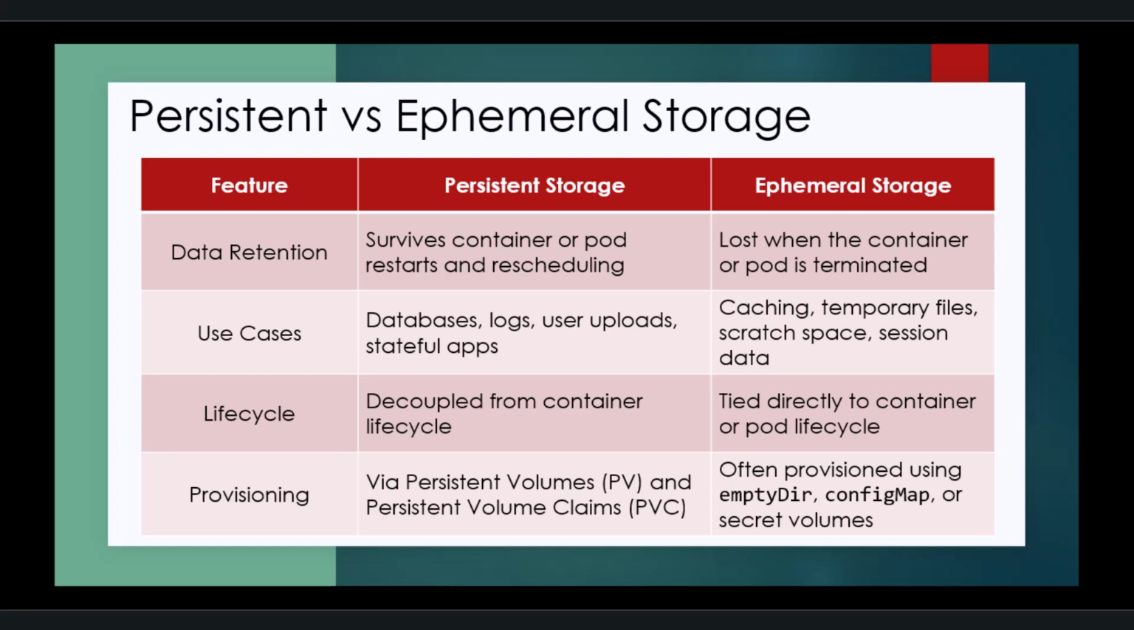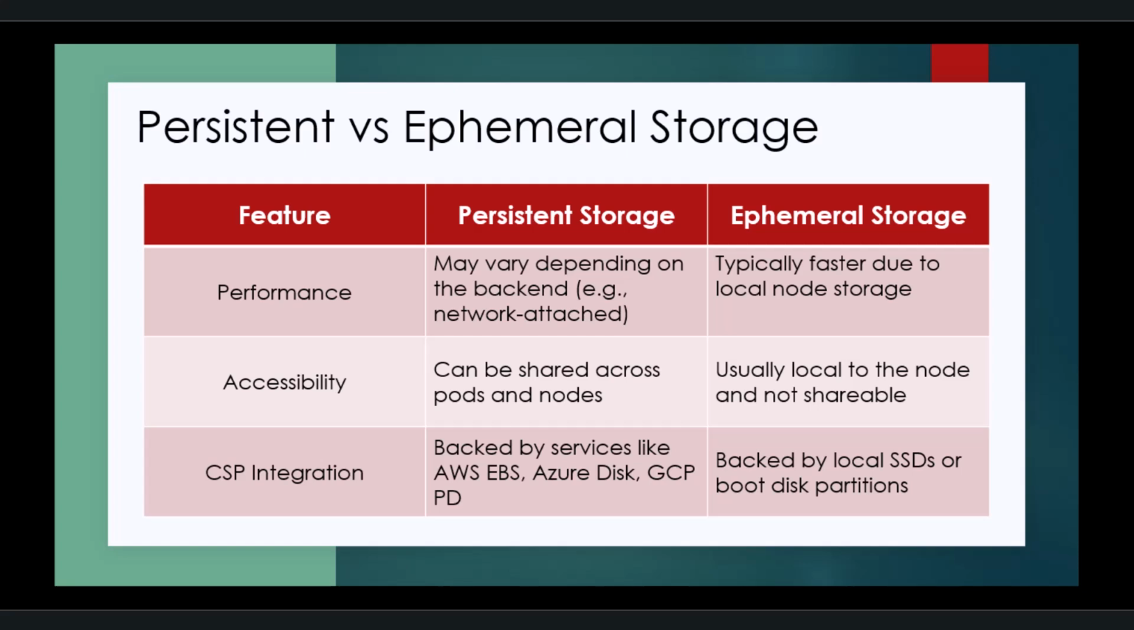With provisioning, persistent storage is done via persistent volumes, PVs, and persistent volume claims, PVCs. Ephemeral is often provisioned using commands like emptyDir, ConfigMap, or Secret volumes. For performance, persistent storage usually varies depending upon the back end. For example, is it network attached? Modern CSPs have 100 gigabit per second networks, but some newer ones, for example, AWS Northern Virginia region and the Oregon region, actually have up to 400 gigabit per second. But ephemeral storage is typically faster due to local node storage.